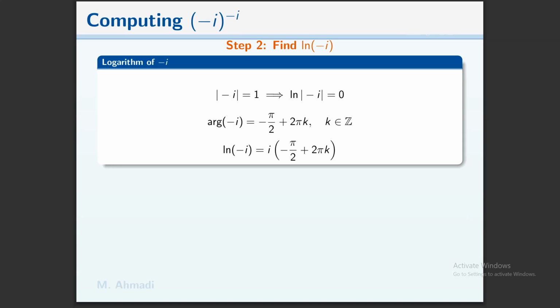And then we are going to compute minus i to the minus i. The second step is to find ln of minus i. The absolute value of minus i equals 1, then ln of the absolute value of minus i equals 0. The argument of minus i equals minus pi over 2 plus 2 pi k, where k also is an integer. So ln of minus i equals i multiplied by minus pi over 2 plus 2 pi k.